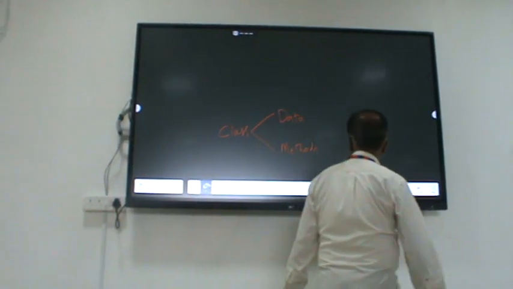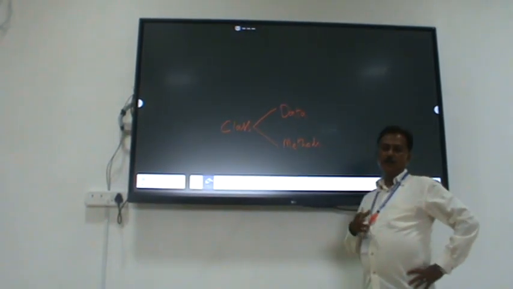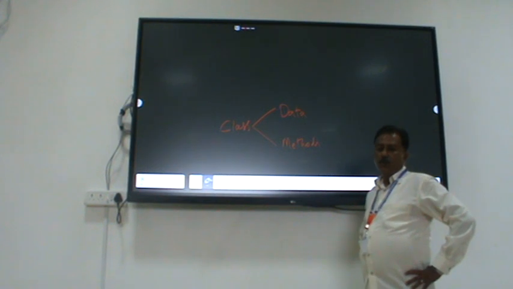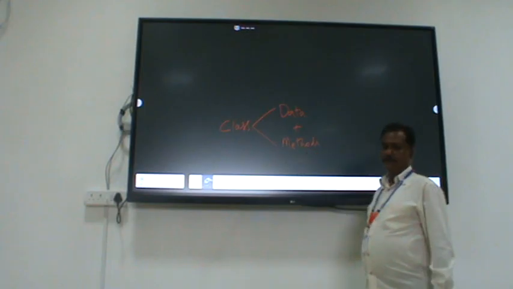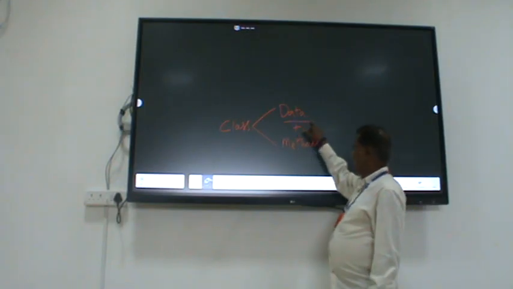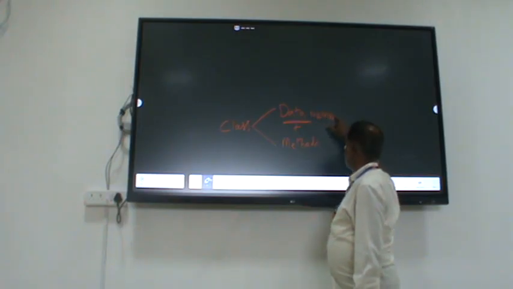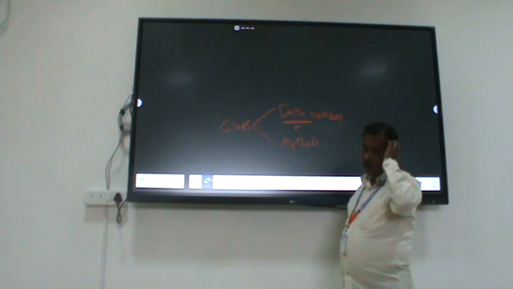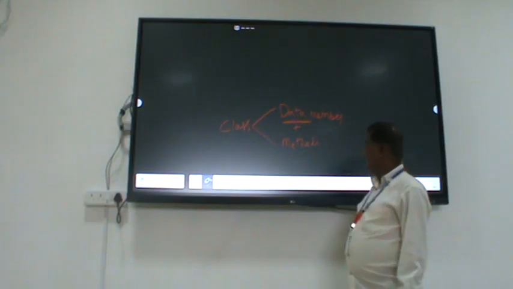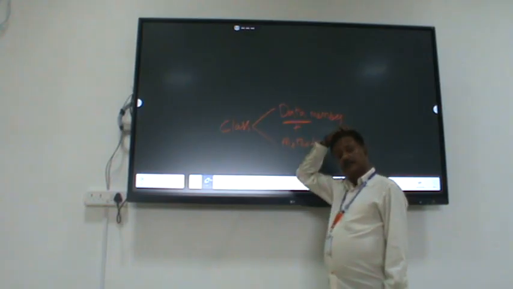Sorry for the disturbance. Let me continue. So class is a combination of two things. First one is data and methods. Data we all know. We also call them data members and member functions or methods. Both are the same. Data members and methods. So a class will have only these two things.